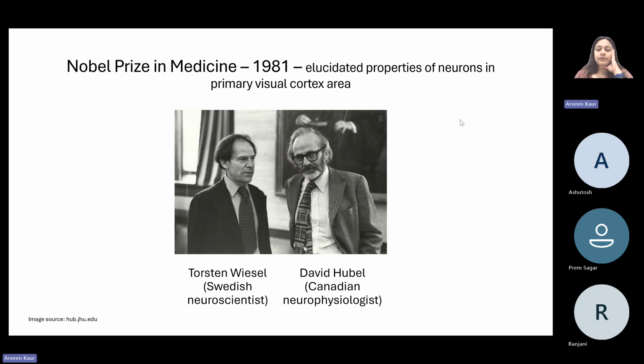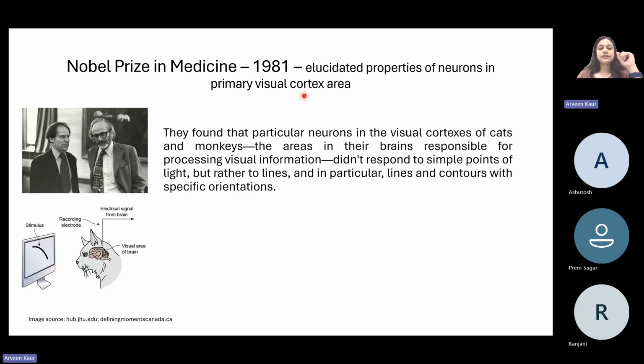Right? Then we come to the discovery, the Nobel Prize discussion, or the discovery of Torsten Wiesel, who was a Swedish neuroscientist, and David Hubel, who was a Canadian neurophysiologist, right? So they shared a Nobel Prize in Medicine in 1981, and they elucidated the properties of neurons in the primary visual cortex, right? So this was their study. So let me remind you, we have already discussed it in brief in Sir's lectures also.